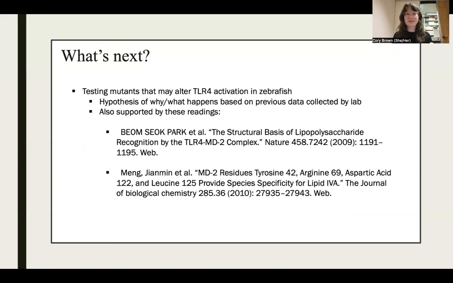So what is directly next for me going into the fall is testing mutants that may alter TLR4 activation in zebrafish. So basically, my fellow lab mate Sophia has some ideas on what mutations in TLR4 and its co-receptor MD2 have outsized effects on specificity and signal. These hypotheses have come from both data collected in our lab and notes about the protein's respective structure in these two papers listed below. And so far, I have one of the constructs done and I'm working on the others, so we'll be able to see that pretty soon.